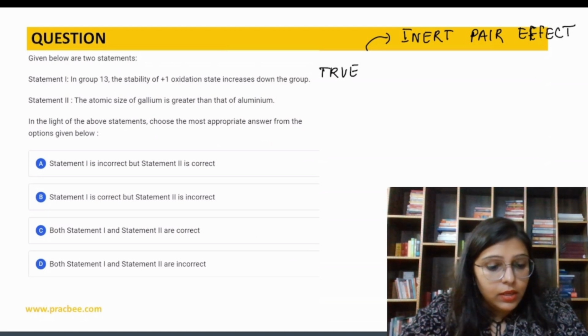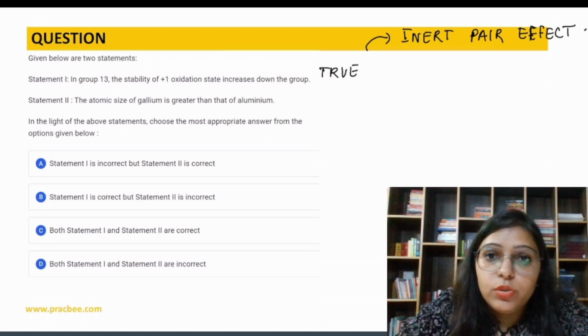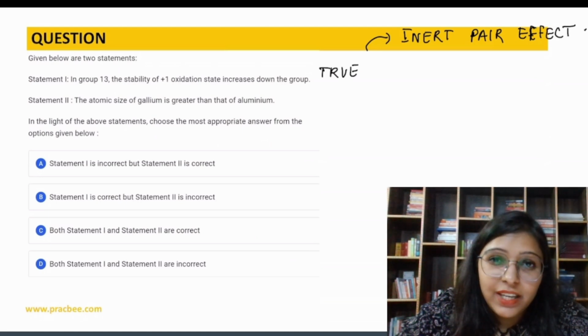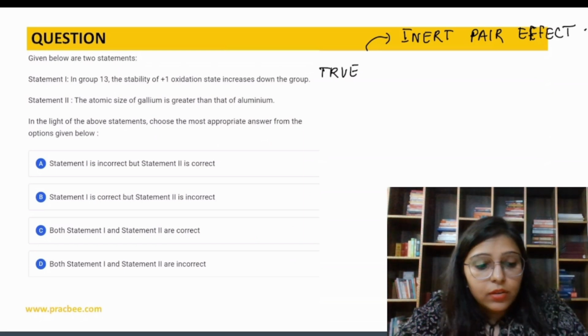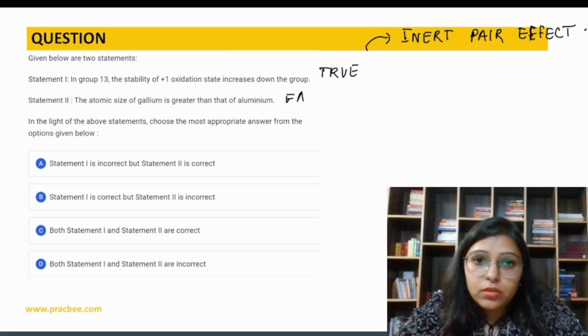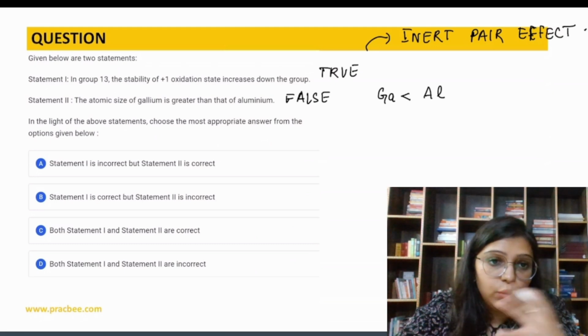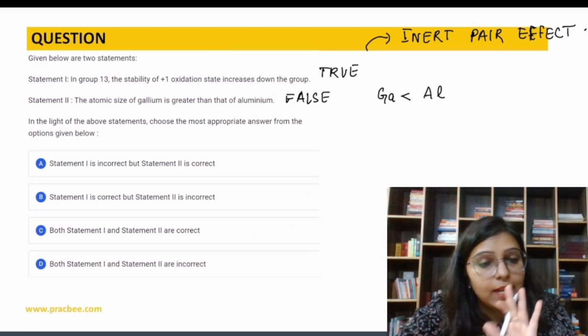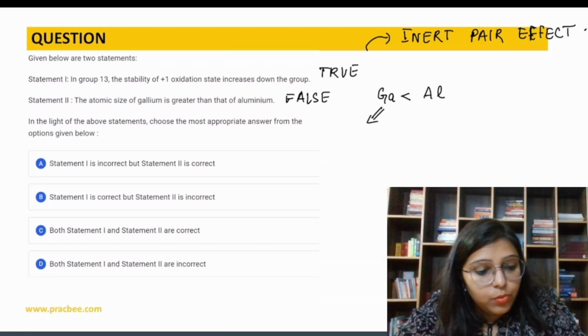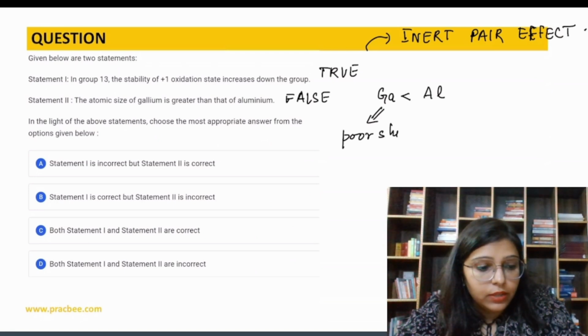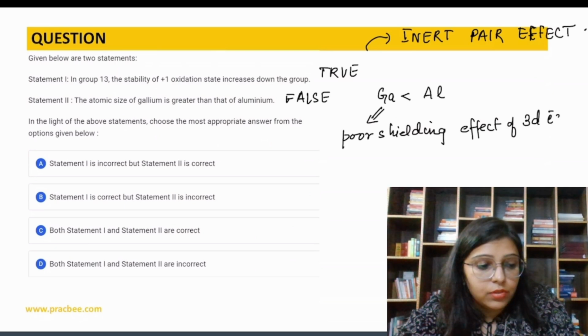Just wait. Okay. Now statement 2, the atomic size of gallium is greater than that of aluminium. No, it's false, right? Gallium size is slightly less than aluminium. I'm not saying it's a huge difference, but gallium size is slightly less. Why? Due to poor shielding effect of 3d electrons in gallium.